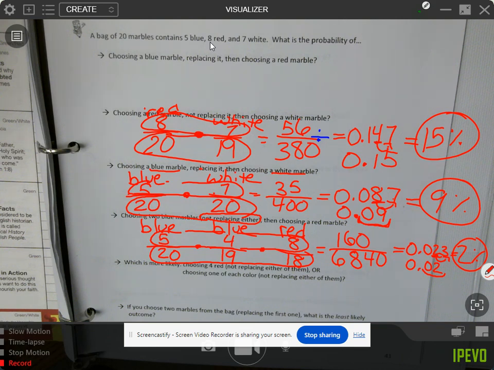So remember, find how many events are happening, then find the single event occur probability of each of those events. What's the probability of picking a blue? I don't replace it. How does that affect my bag? Probability of picking another blue. I don't replace it. How does that affect my bag? And the probability of picking a red. And I multiply just like I multiplied when it was 2 events. Same thing I do with 3 events.